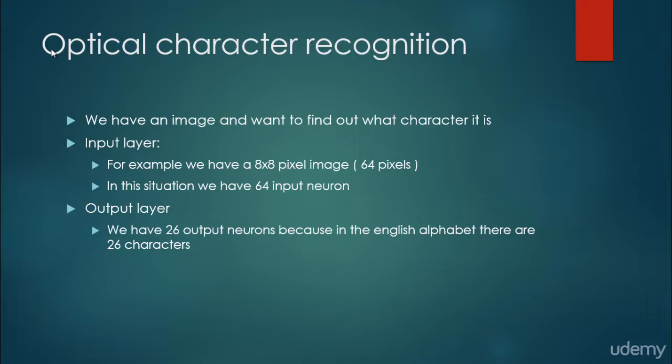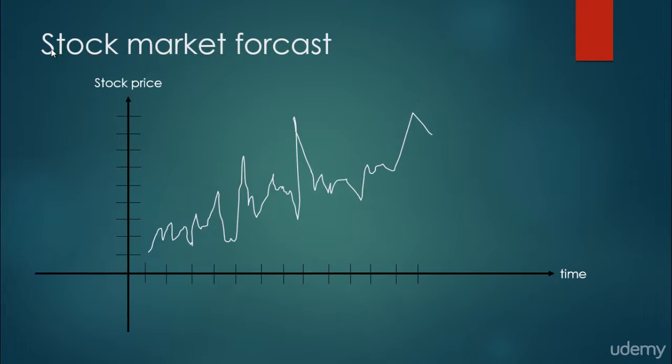We have, of course, a hidden layer. And in the output layer, we have as many neurons as the number of clusters or classes we want to use in this situation, because we want to detect and classify 26 distinct characters. That's why we have 26 output neurons. And it's a very, very efficient algorithm, this neural network technique, to recognize these optical characters. And the second one is my personal favorite, the stock market forecast.